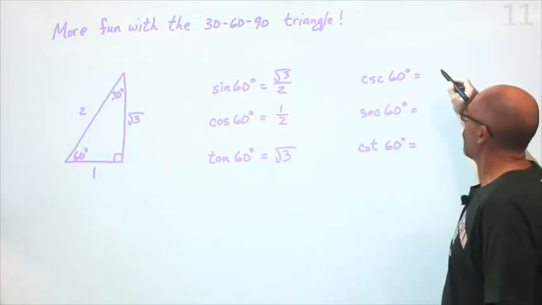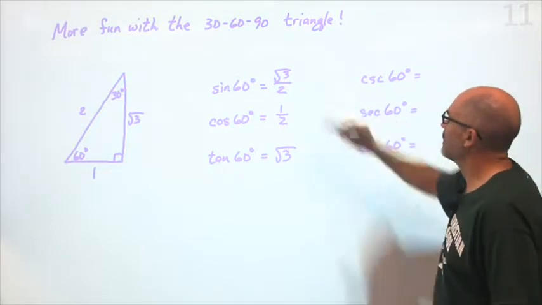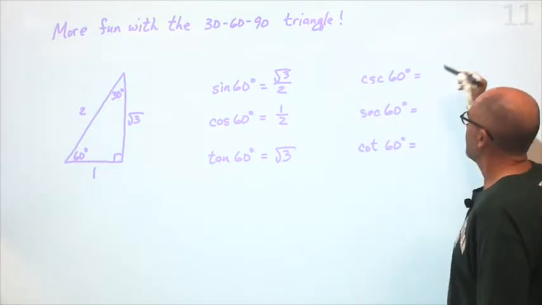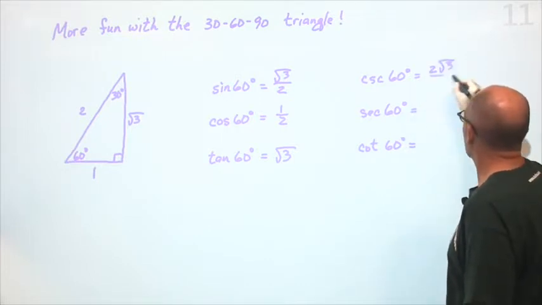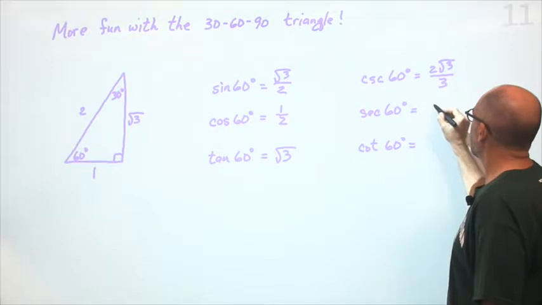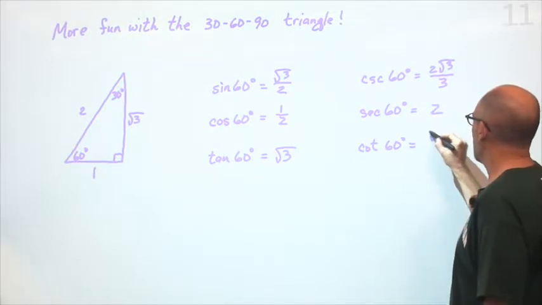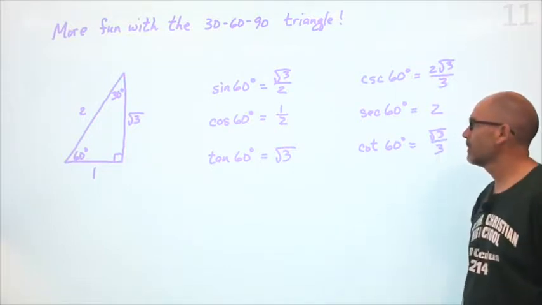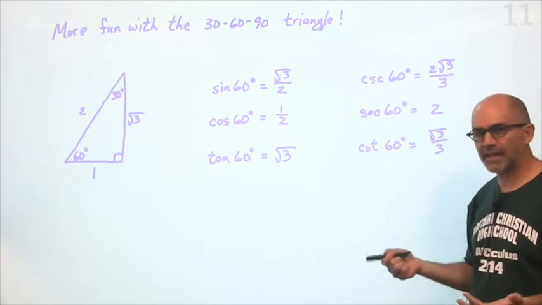Now, when we do the reciprocal functions, we realize cosecant of 60 is the reciprocal of sine of 60. So that means we have 2 square root of 3 over 3. Secant of 60 is 2. And cotangent of 60 is 1 over the square root of 3, which is square root of 3 over 3. So now we know all trig functions of 60 degrees.